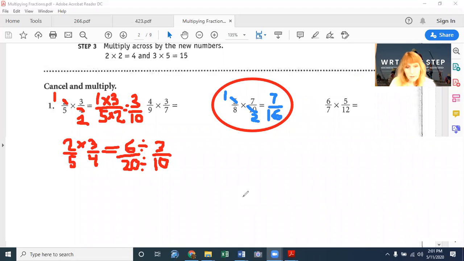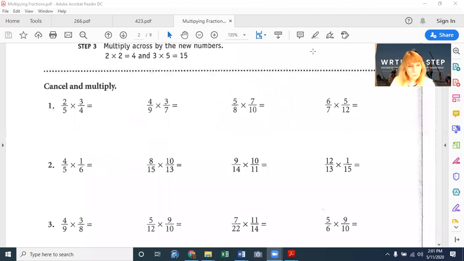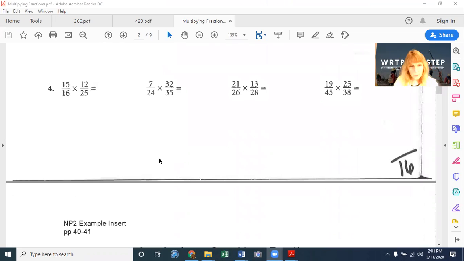Had I not canceled, I would get a bigger fraction that would then need reducing a lot, just like the one we did down here would need reducing. So the canceling is very helpful. Let's see how that works. A few bit harder problems. So let's go on to row 4 and see what happens now.